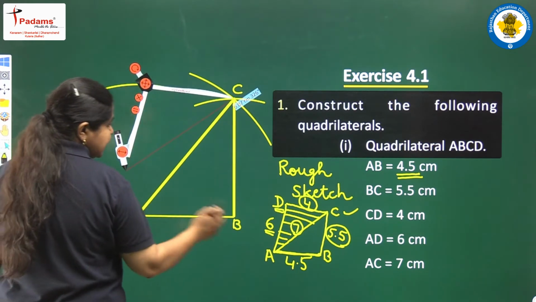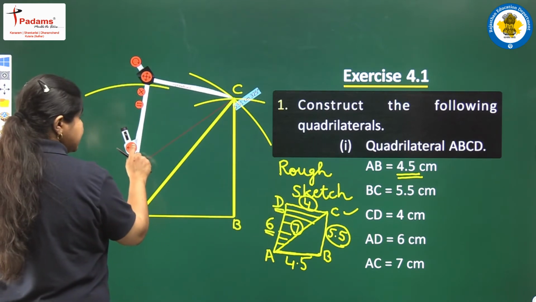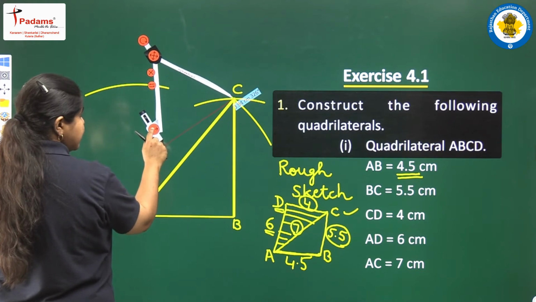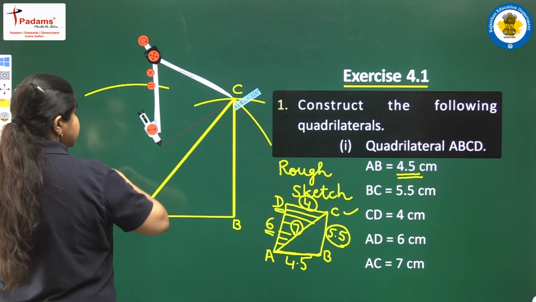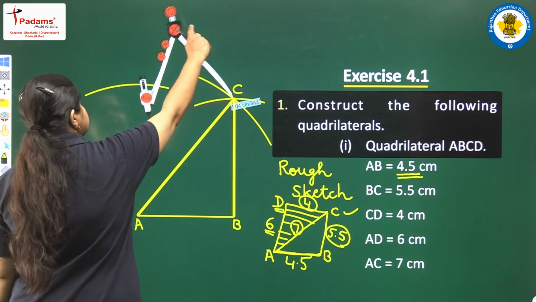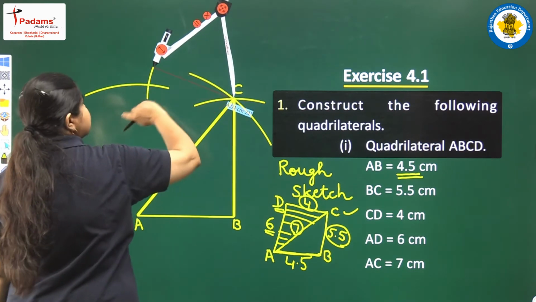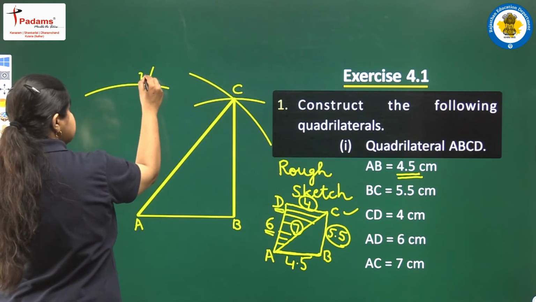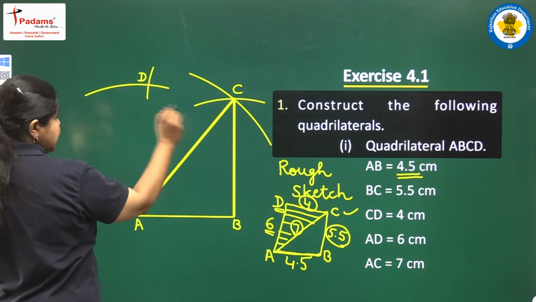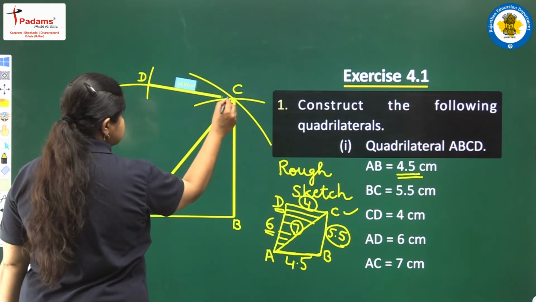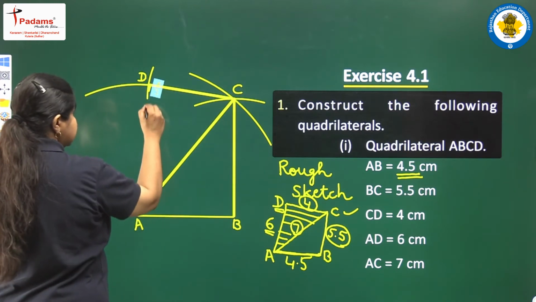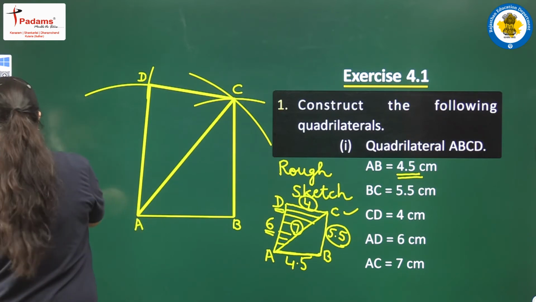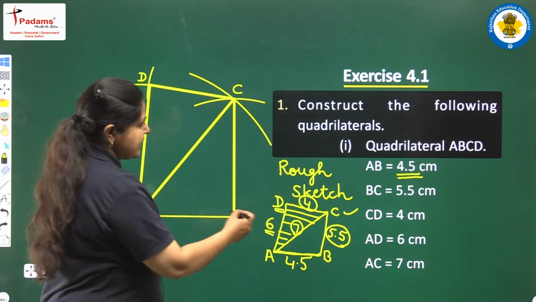And what radius do we need now? 4 centimeters. So, let us take it to 4. This is nearly 4, and now we can bring it here and just draw one arc. Yes, we get this point as D. Now, next we need to join these two line segments DC and DA. With this, we get the required quadrilateral ABCD.